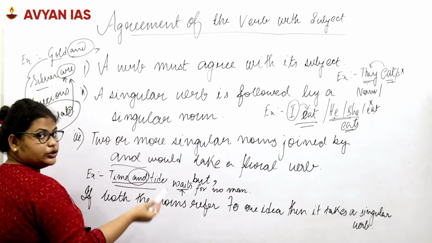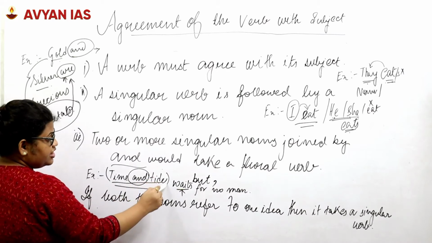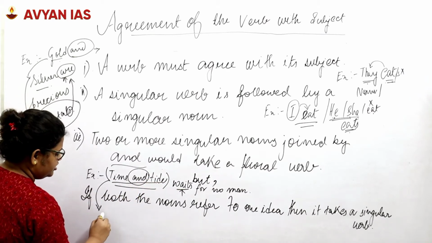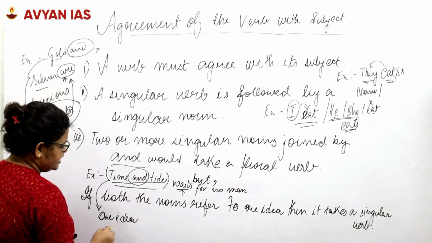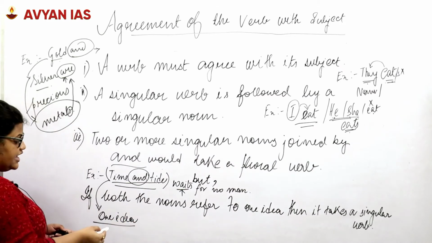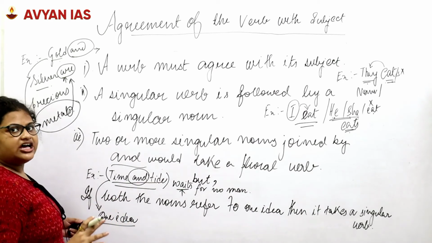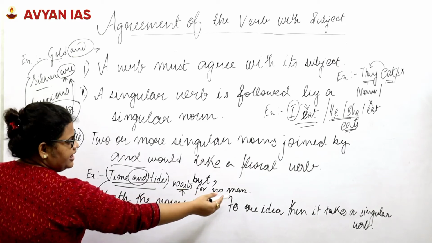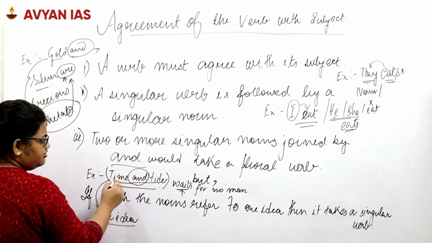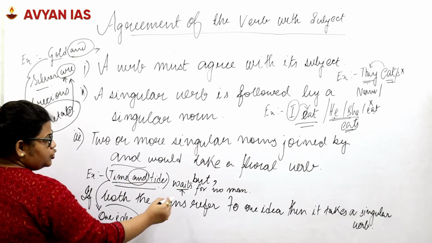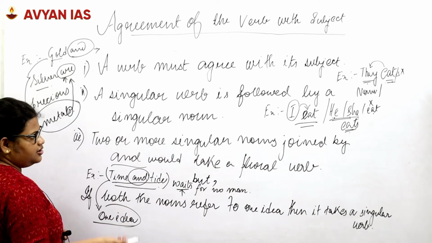Why are we using a singular verb here? We are using a singular verb because time and tide both refer to one idea. So while we are doing the agreement of the verb with the subject, it is more important that we refer to the idea. Time and tide are both referring to the idea of the lapse of time, or the passing of time, which waits for no man. Hence, despite having two subjects here, the reference is to one single idea, so we will use a singular verb: time and tide waits for no man.